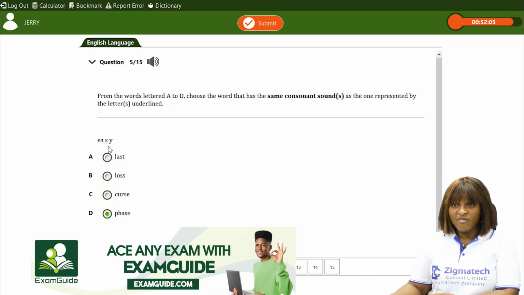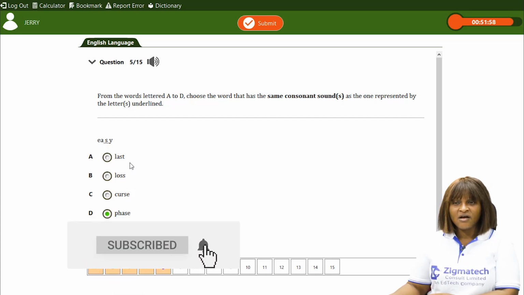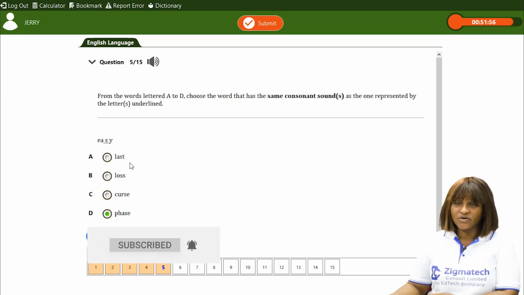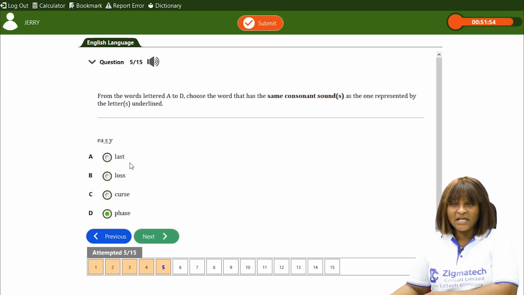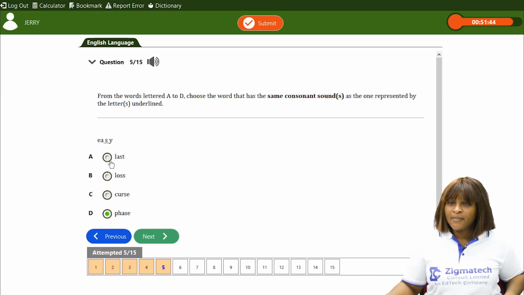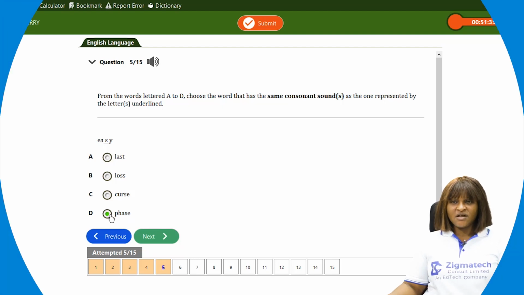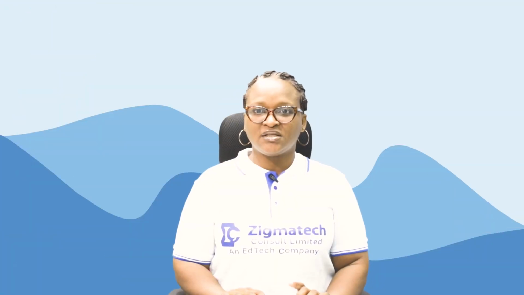Then the next one, and it says we have the word easy, and the letter underlined is letter S. Remember, I told us that sometimes the letter S can sound as Z. As much as it sounds as S, it can also sound as Z. So let's look at the word here. The word says easy. So at this point, the S is sounding as Z. So the options we have are lasts, which sounds as S, loss, curse, and we have phase. So practically the answer is what? Phase.